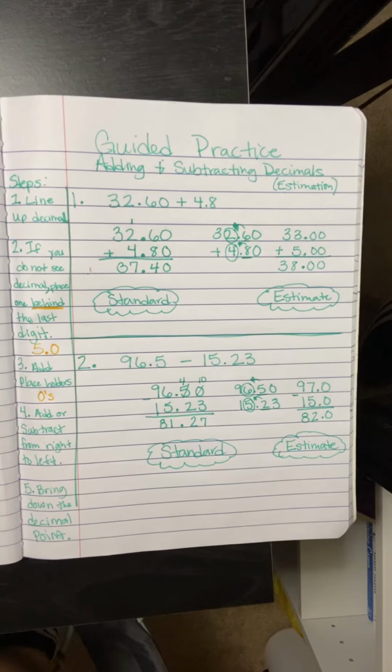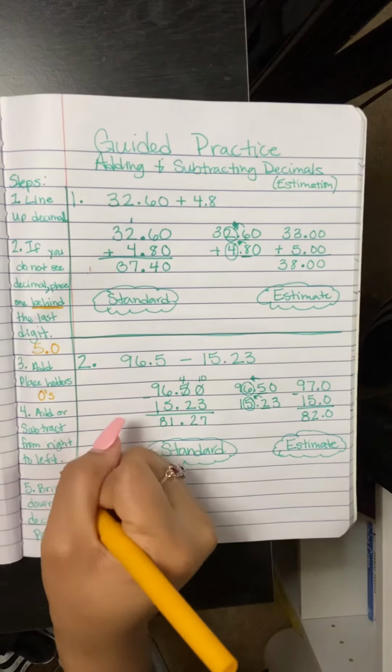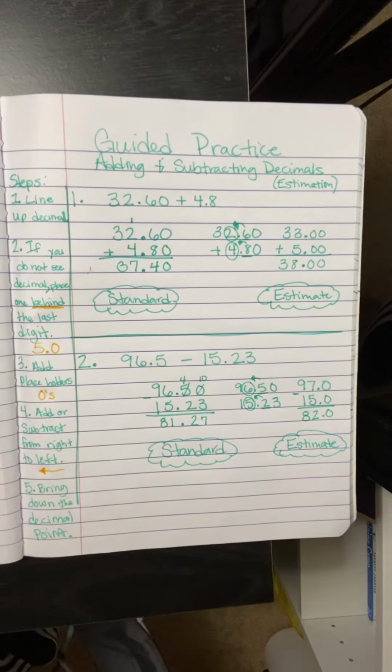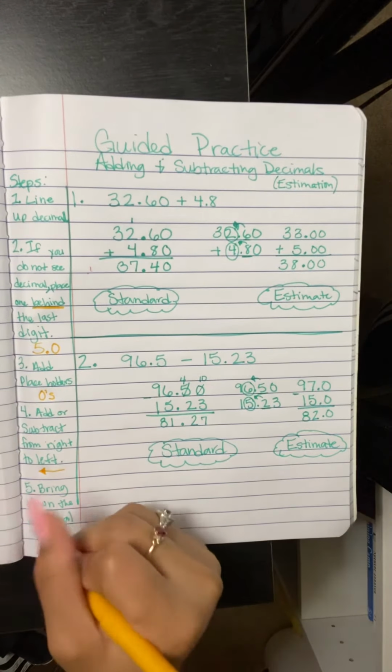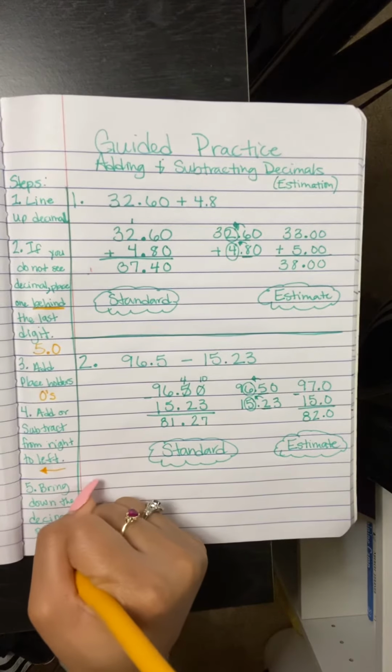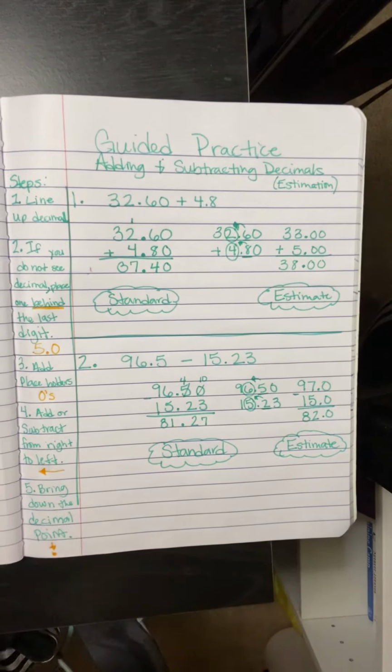So you can put zeros. Now we're going to add or subtract from right to left. And finally, bring down your decimal point. Whatever place your decimal point is in, you want to bring that straight down.